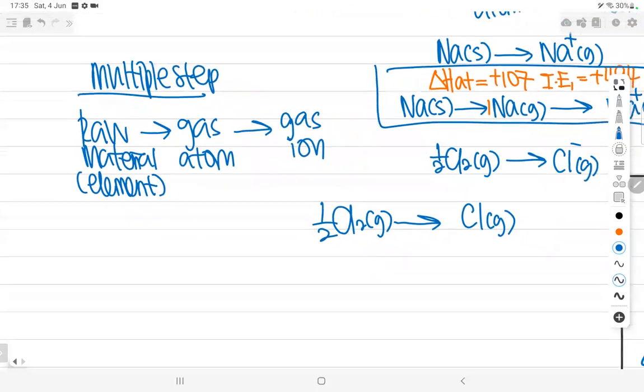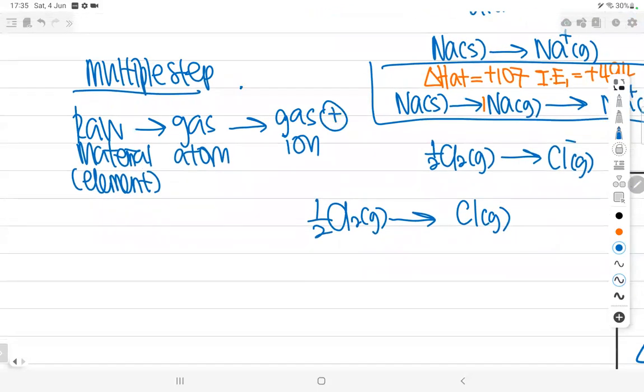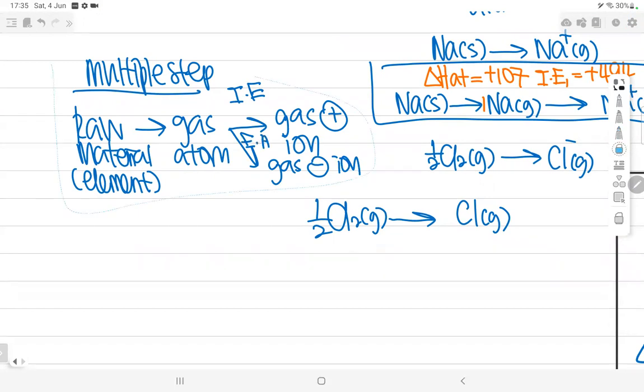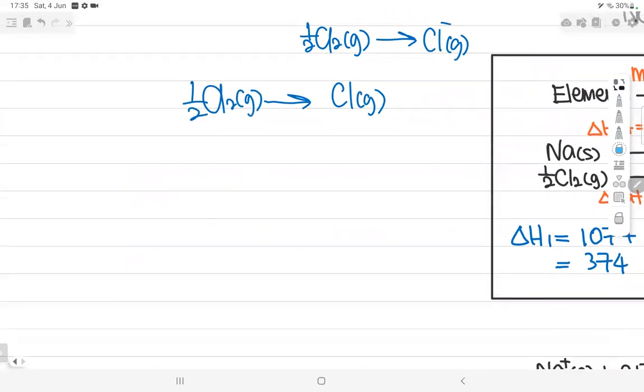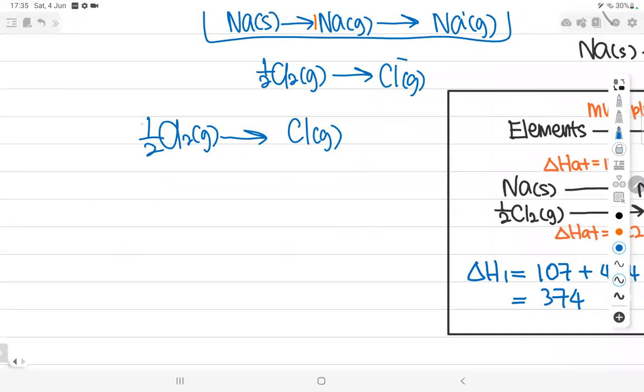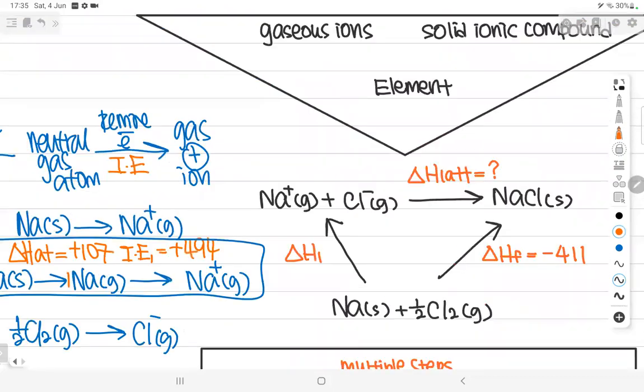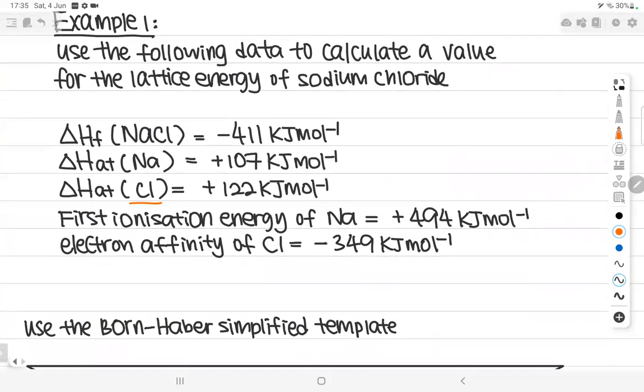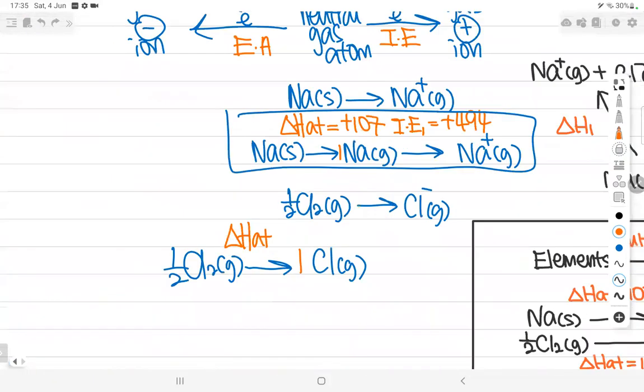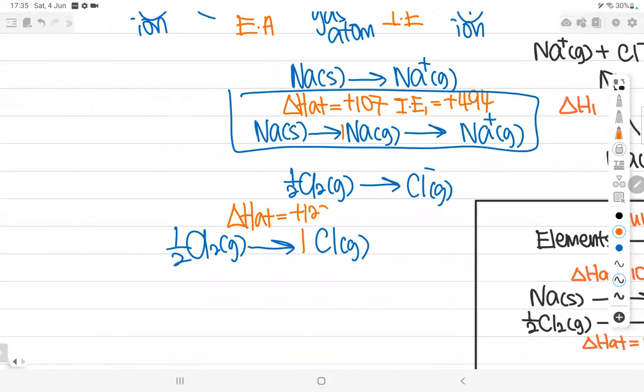If you want to change them to become a positive gas ion, you go for ionization energy. If you want to change them to become a negative gas ion, you go for electron affinity. So that is the flow of the process. So we're going to do it together. To change the chlorine to become 1 mole of gas atom, this is atomization. The atomization of chlorine is given here, positive 122. So we have it.